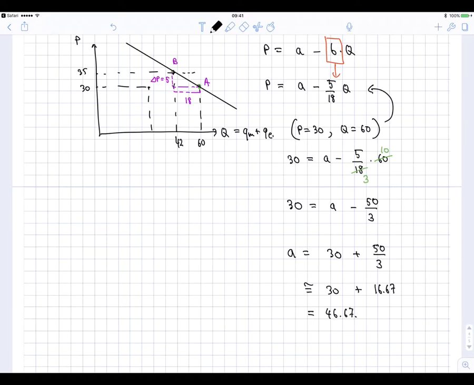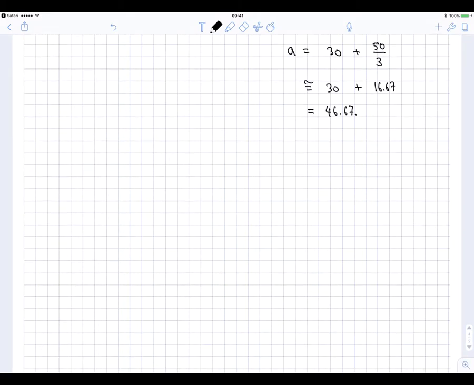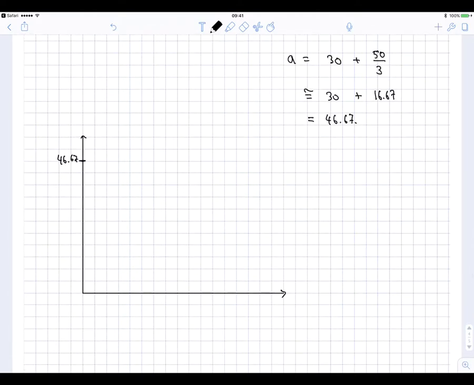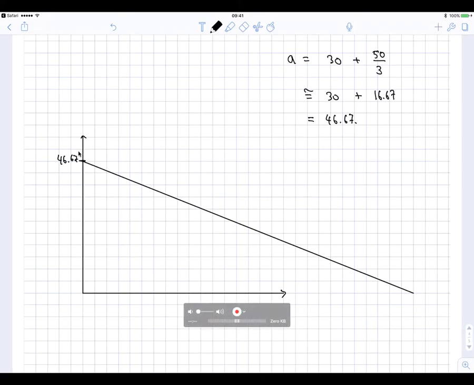And I'm done. I can now visualize this. I'm not going to draw this to scale, but I'm still going to be able to visualize this. So I can say, okay, my demand will start at 46.67. It would be downward sloping. It will have a slope of 5/18, so like a third. So if it's a third, if I want to draw it to scale, this base should be roughly three times this, right?